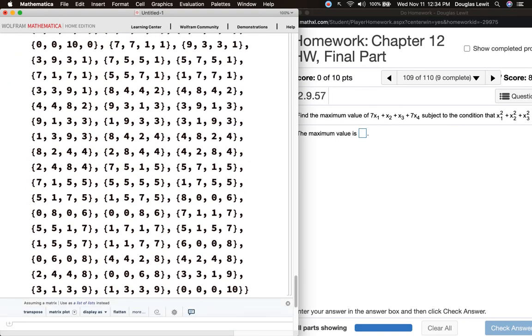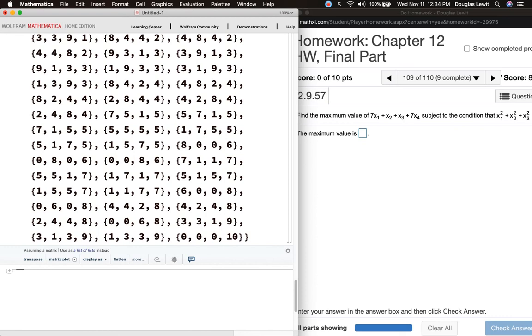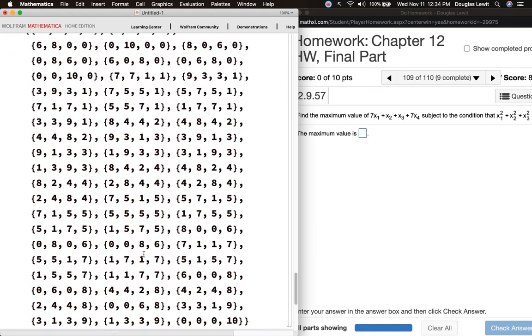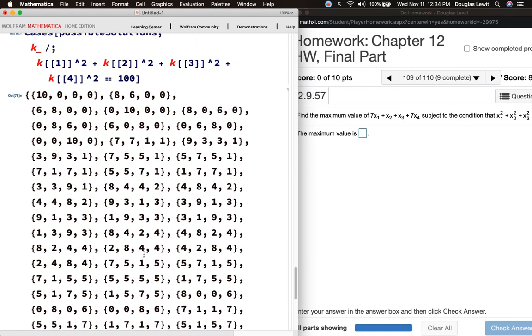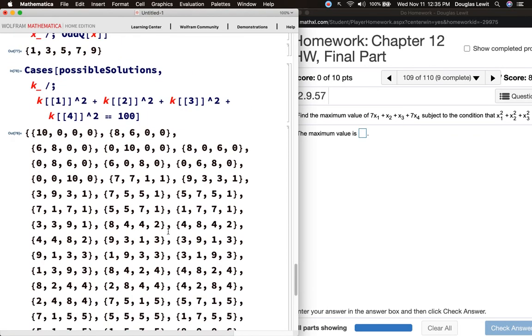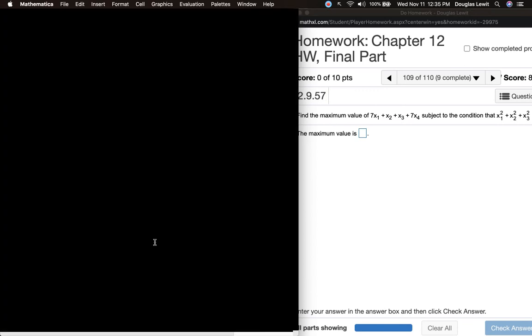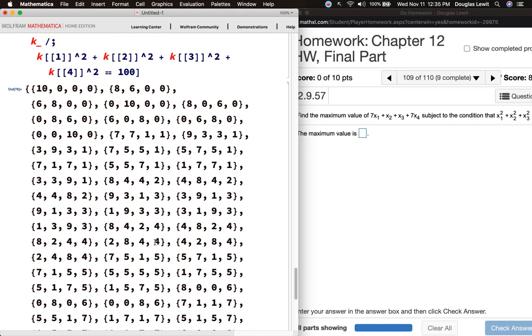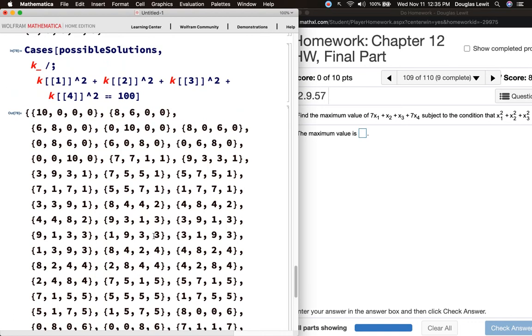So we have a lot of, okay, there we go. We have a long list of possibilities here. These are all the different possibilities. So the answer we're looking for is somewhere in here. So this is what we're going to do. These are the different options that we have.